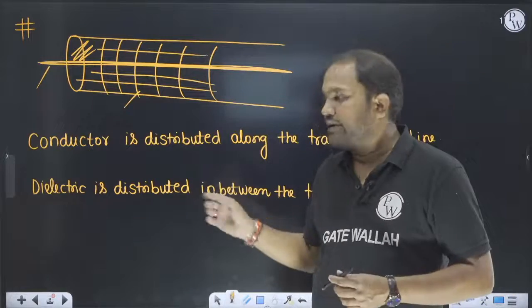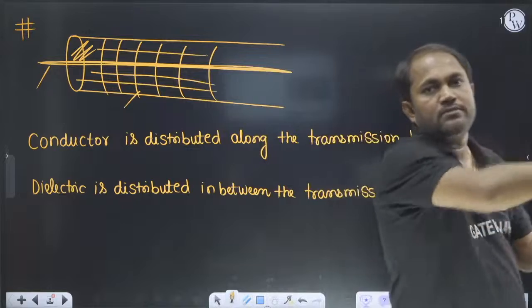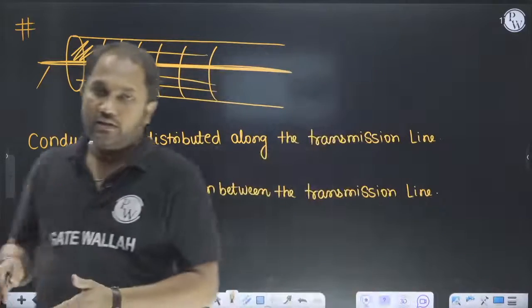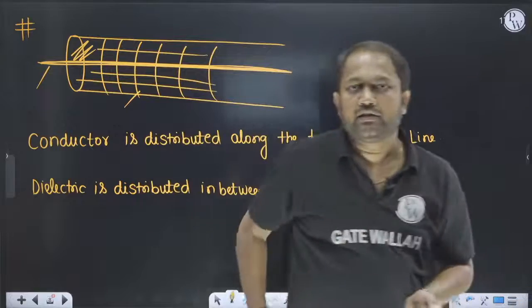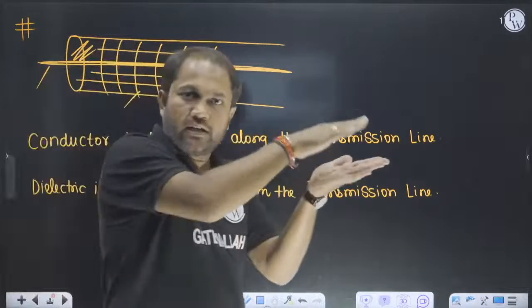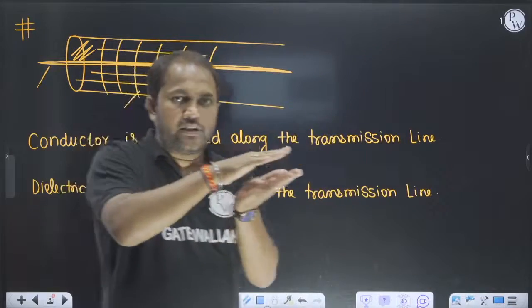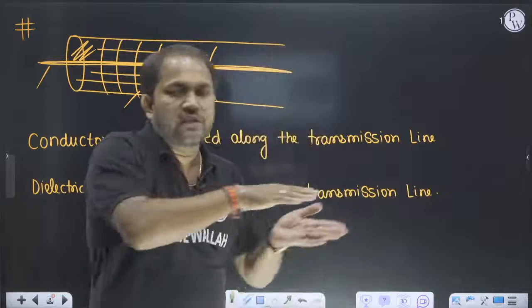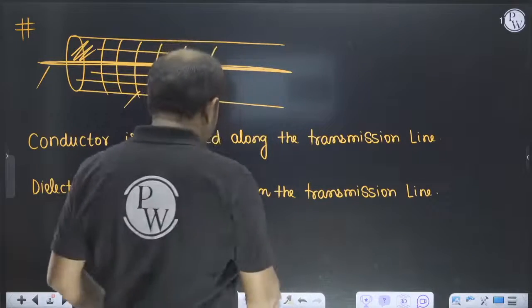So what is happening here? The conductor will be distributed along the transmission line, and the dielectric will be distributed in between the transmission line, like that. So between the lines there is a dielectric, and along the transmission line it is a conductor. You can see it here also like this.